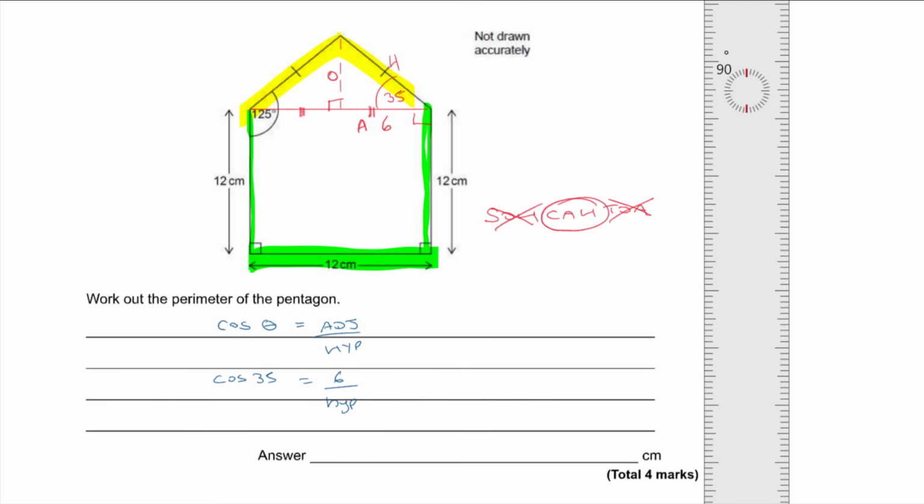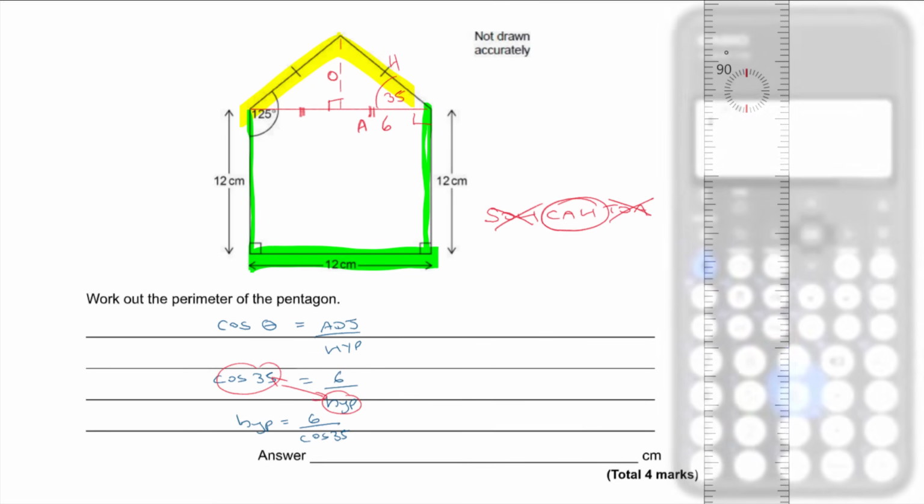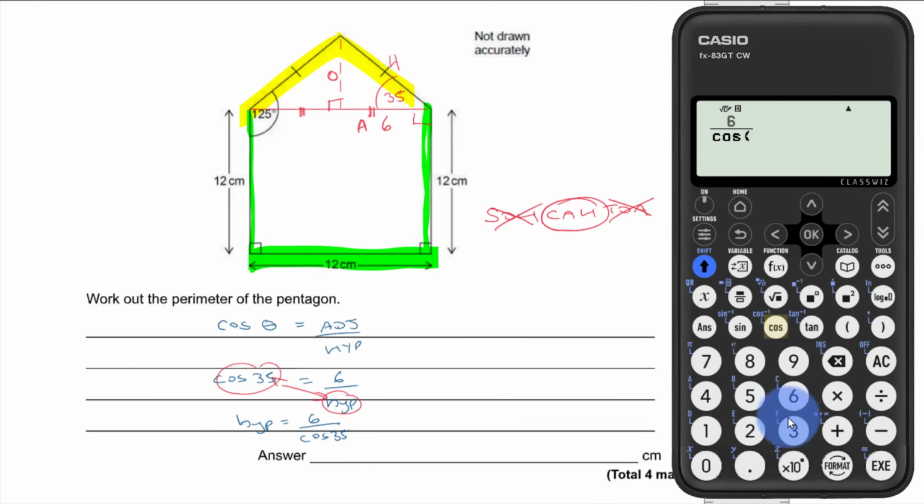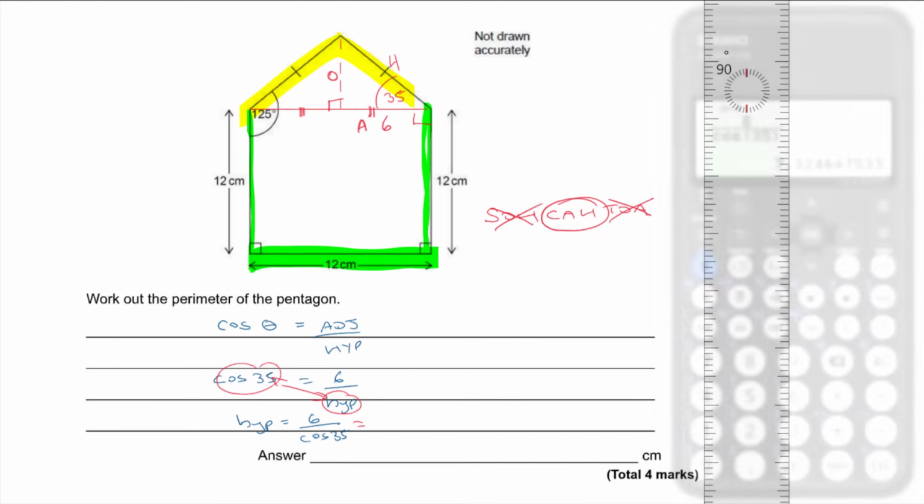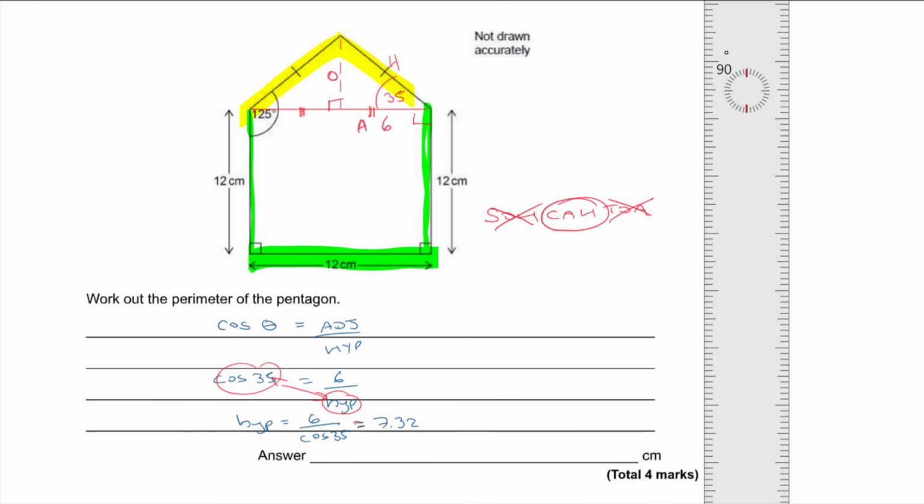Rearranging that then, our hypotenuse is going to be equal to 6 divided by the cos of 35. These two swap around, don't they? When you've got the thing you want to find at the bottom, you just switch these two around like that. So it's 6 divided by cos 35 into the calculator, that comes out to be 7.32 and change. So I'm going to write down three significant figures, 7.32, but I'm just going to retain that in my calculator for the final calculation.